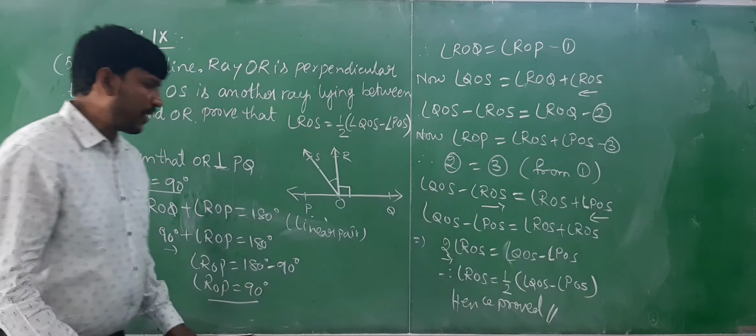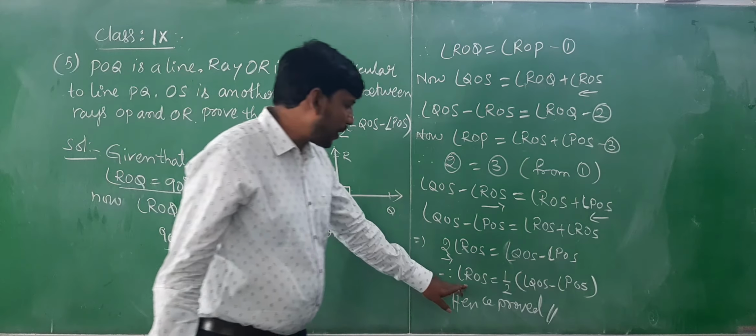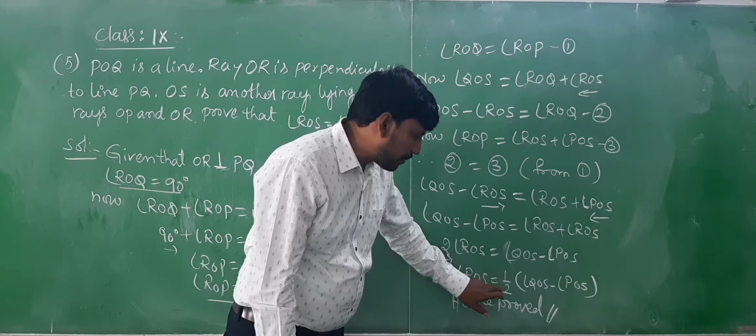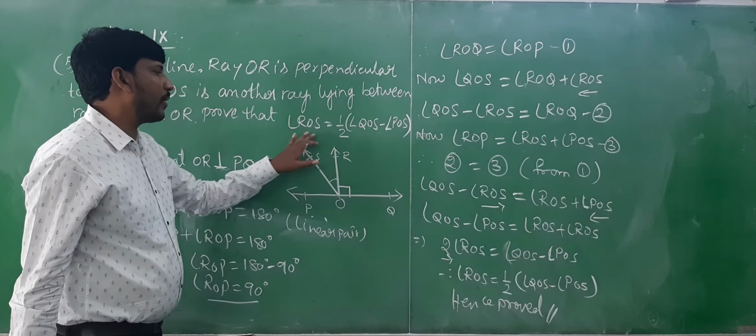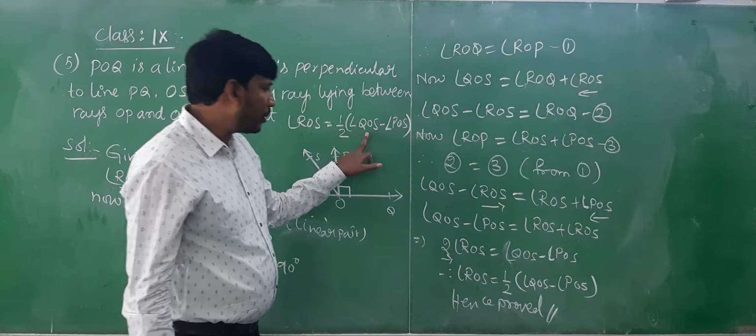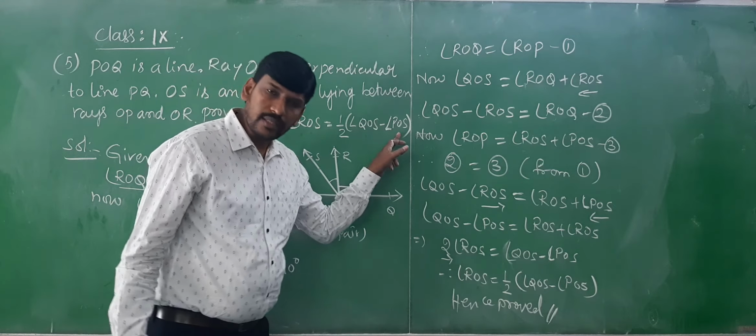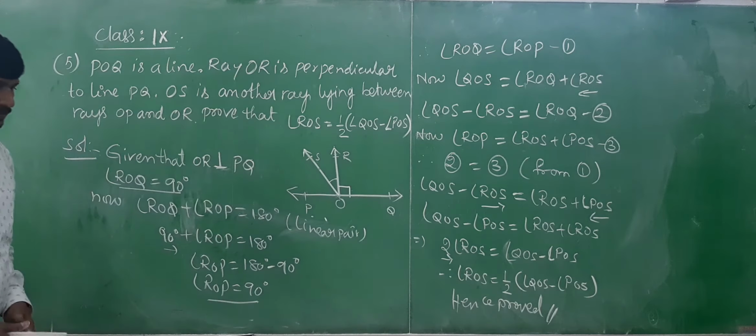Clear, children? So finally we got it. Angle ROS is equal to 1 by 2 times angle QOS minus angle POS. Is this clear, children? Just copy.